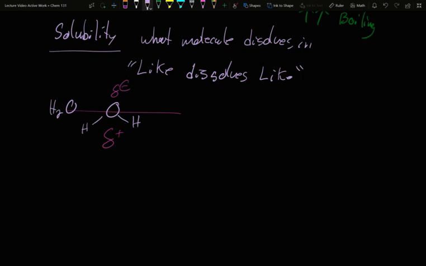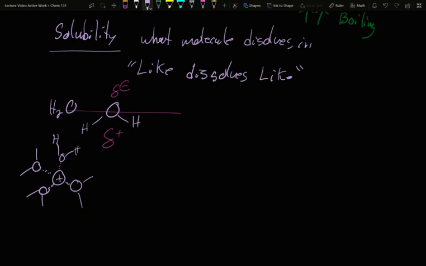This is really good at dissolving things like ions. If I have an ion, well, water can surround it. That negative oxygen can be attracted to it. And so, quick drawings here. You'll get lots of water surrounding an ion and helps that ion dissolve.